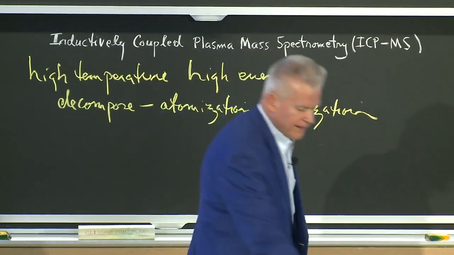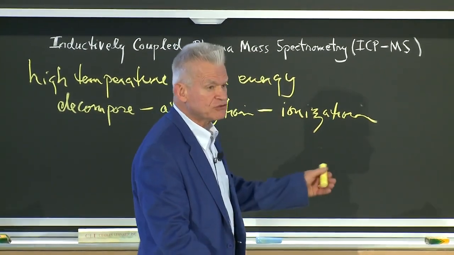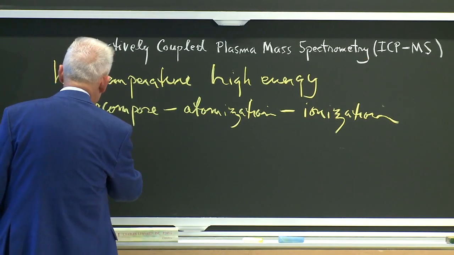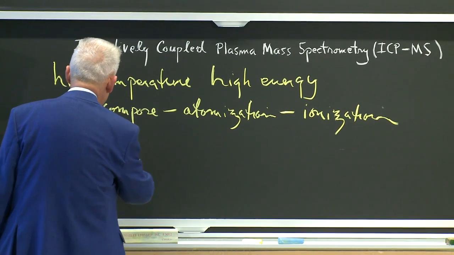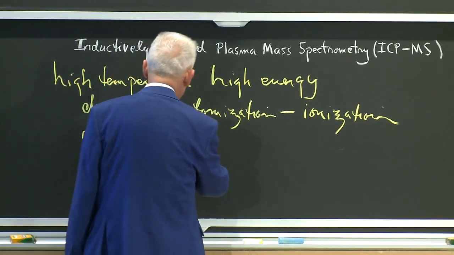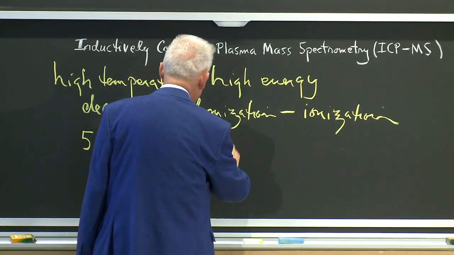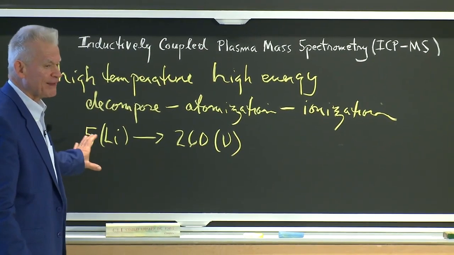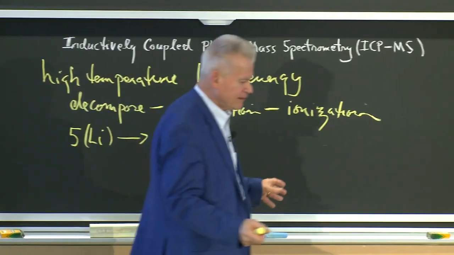So what you can actually detect with this is pretty much most of the elements in the periodic table at the part per trillion level. That's mind-boggling, at the part per trillion level. And what this machine does is it scans from 5, lithium, this is the mass scale, up to 260, which is uranium.